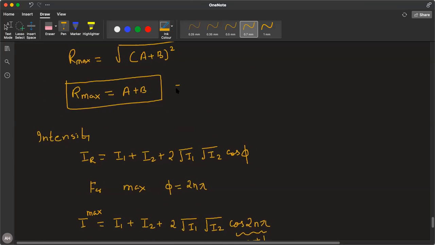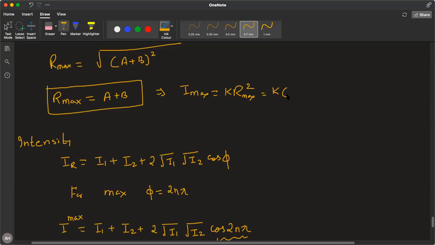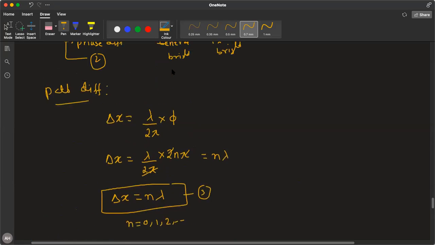You can write maximum intensity in one more way. You can write your max intensity as k times R max square also. Or you can write that maximum intensity is k times a plus b square. This is also one relation. So these are the relations here.